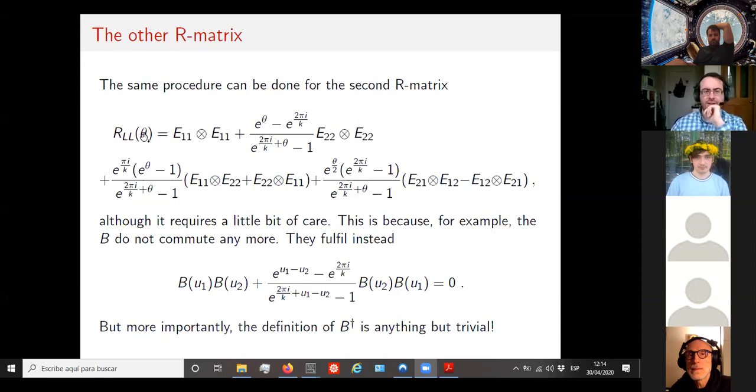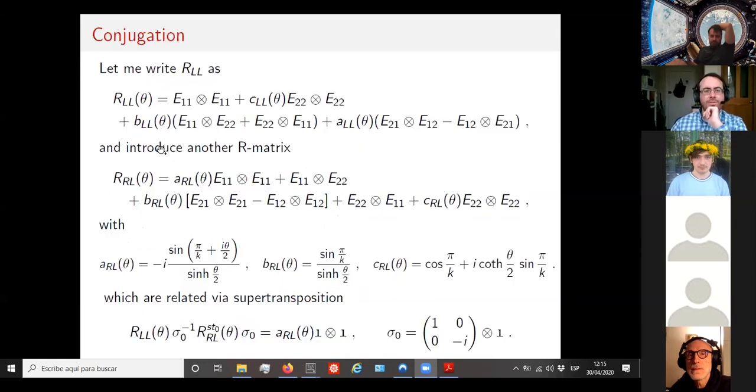In this massless relativistic limit, you have the left movers and the right movers. And when you do the Hermitian conjugation, one of these left movers becomes a right mover. You have to introduce this R matrix now with right and left movers instead of left and left movers. And this is the relation between one and the super transpose of the other.